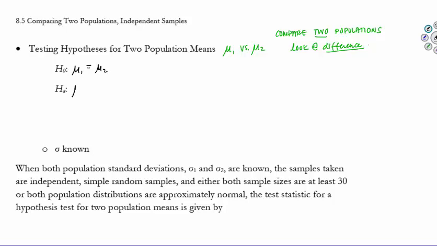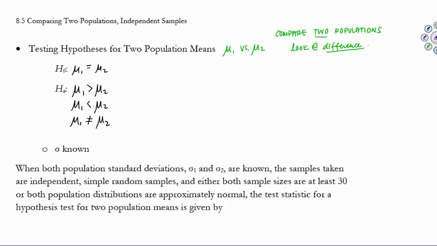Our alternative hypothesis can look then in any direction. Is the first mean greater than the second mean? Is the first mean less than the second mean? Or is the first mean simply different than the mean of the second population? Therein we are looking at the differences.